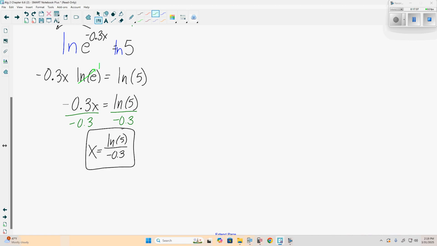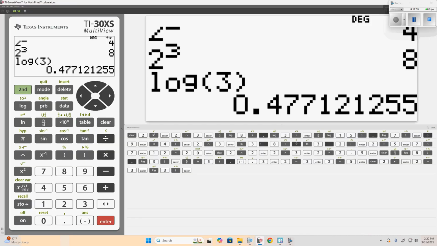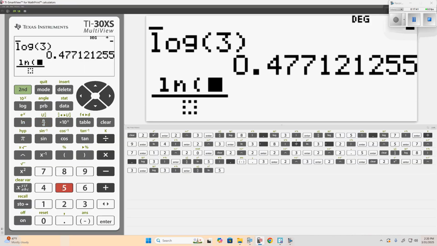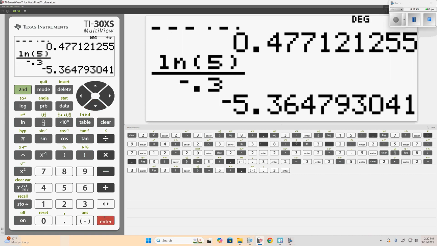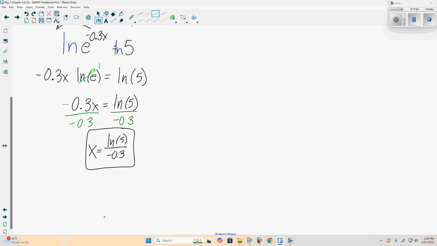Now again, we could plug these into the calculator. Natural logs are a little bit nicer in the calculator because natural log of 5 divided by negative 0.3 gives us negative 0.5365. So again, natural log of 5 over negative 0.3 is our answer. Questions on this here? We ready for the next one?